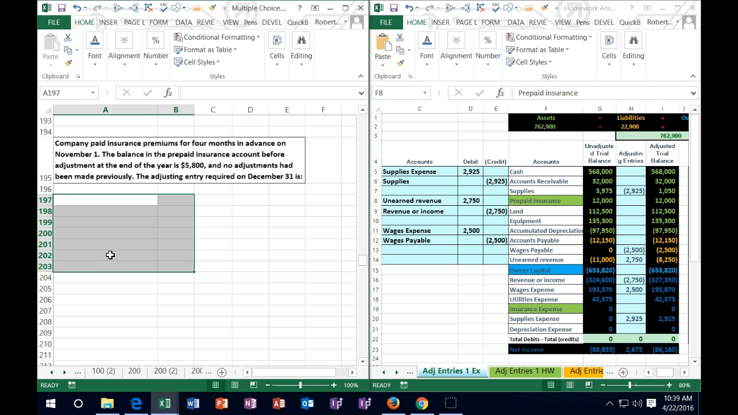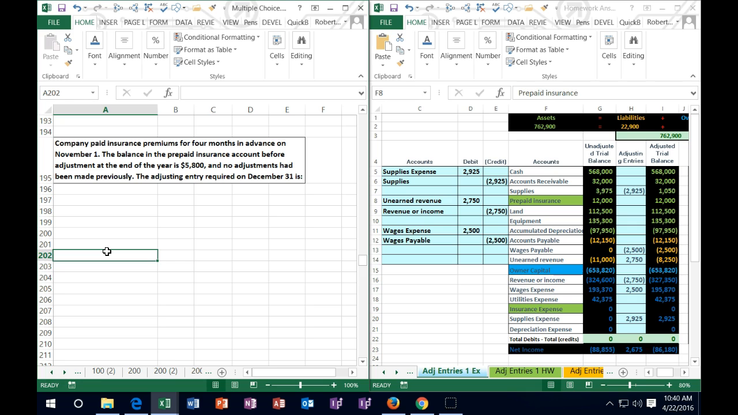Next one says, company paid insurance premiums for the 4 months in advance on November 1st. The balance in the prepaid insurance account before adjustment at the end of the year is $5,800 and no adjustments had been made previously. The adjusting entry required on December 31st.